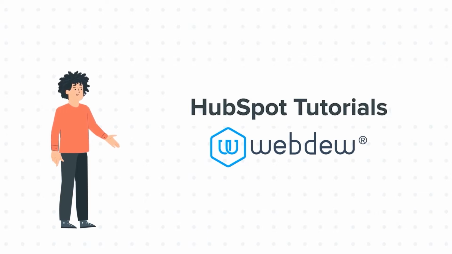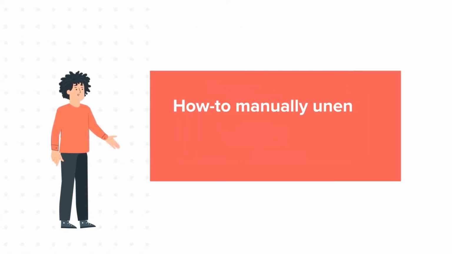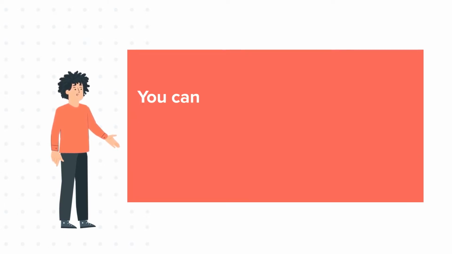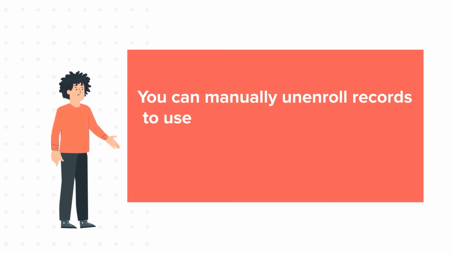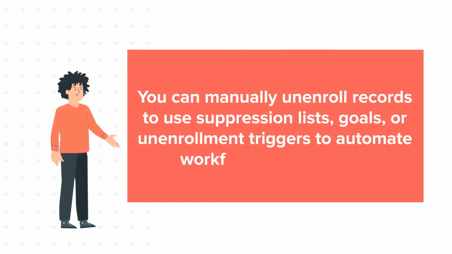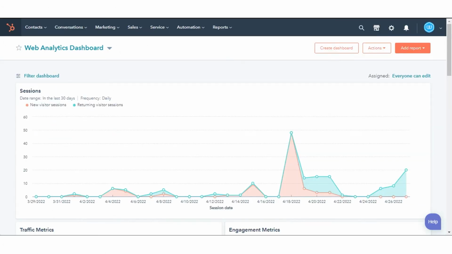And our today's tutorial is how to manually unenroll records from workflows in HubSpot. You can manually unenroll records, or use suppression lists, goals, or unenrollment triggers to automate workflow unenrollment. In today's tutorial, we will show you how to do this.